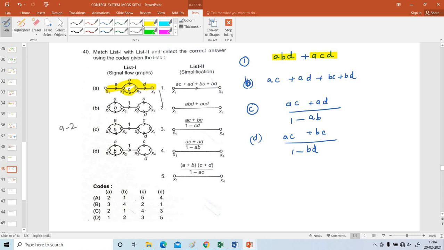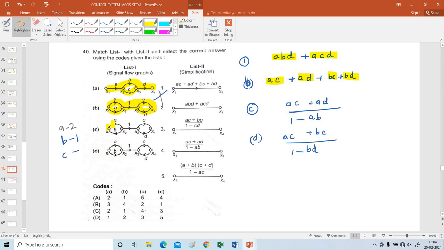And next B. The forward paths are AC, the first forward path. Then AD, the second forward path. BC, third forward path. BD, fourth forward path. So that is 1. Second one is 1. So B is 1.